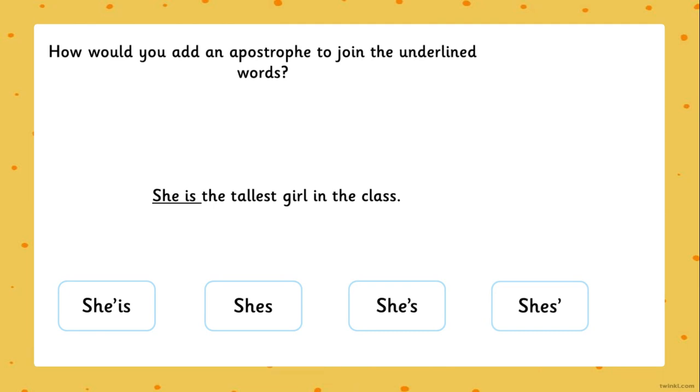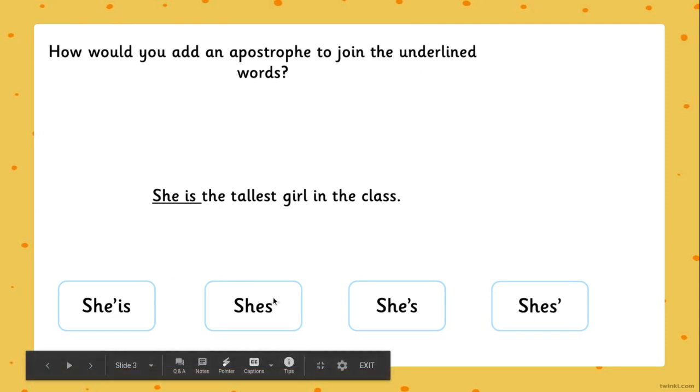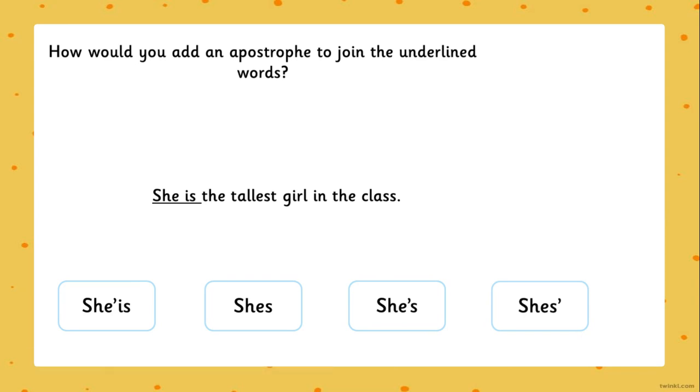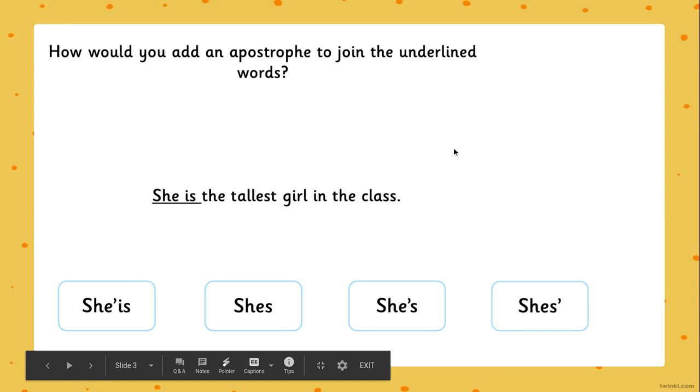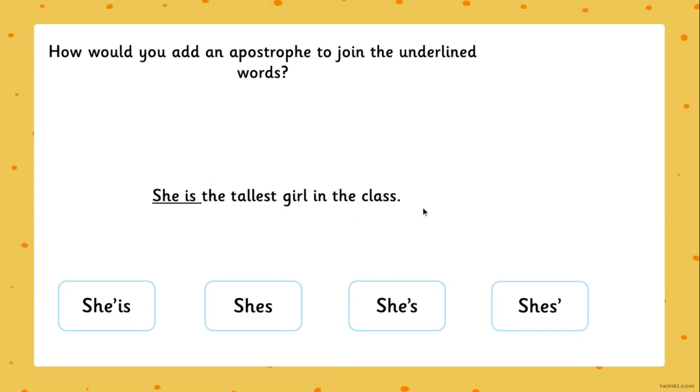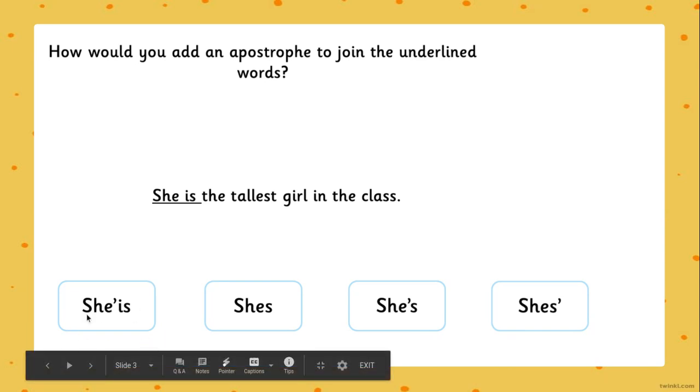Each time I'm going to read out the sentence. Underlined are two words which need to be contracted. You need to identify which of the four options is the correct contraction, and then write that in as the correct answer. So let's do this first one together. She is the tallest girl in the class. So is it she apostrophe is, she's with no apostrophe, she apostrophe s, or she's apostrophe?